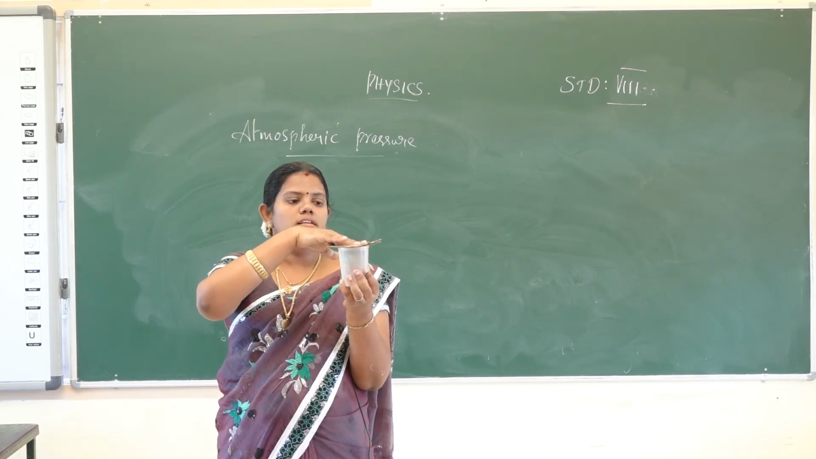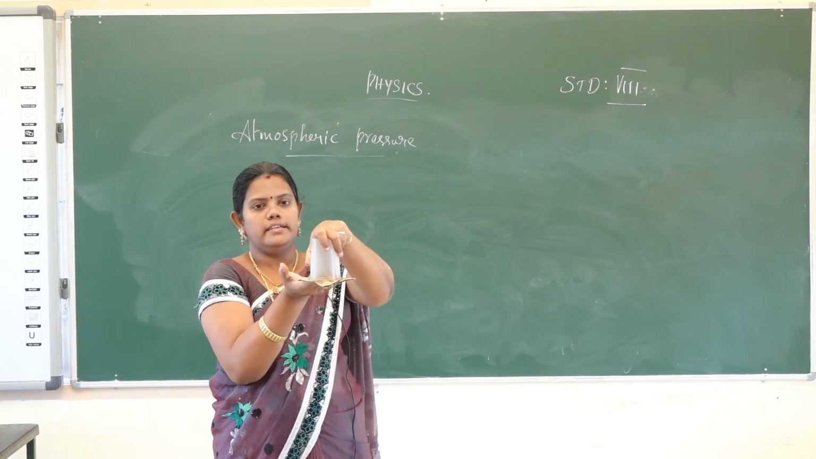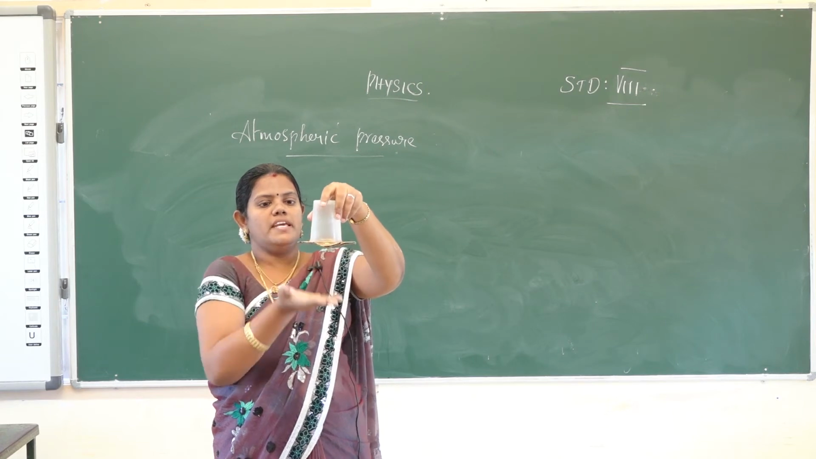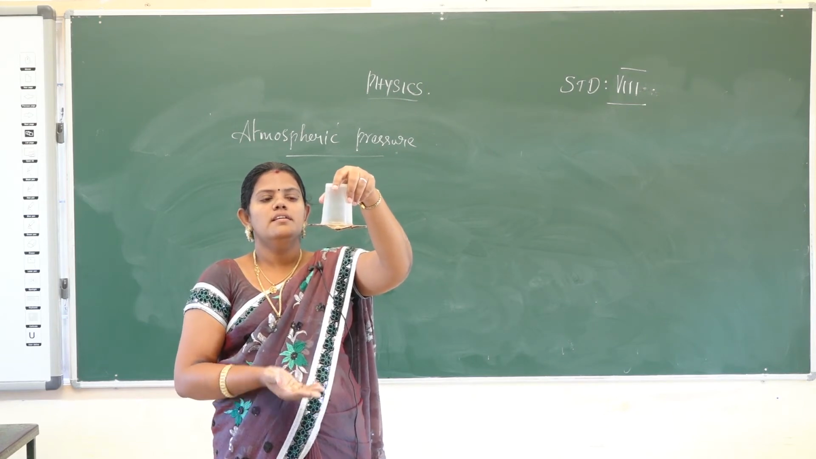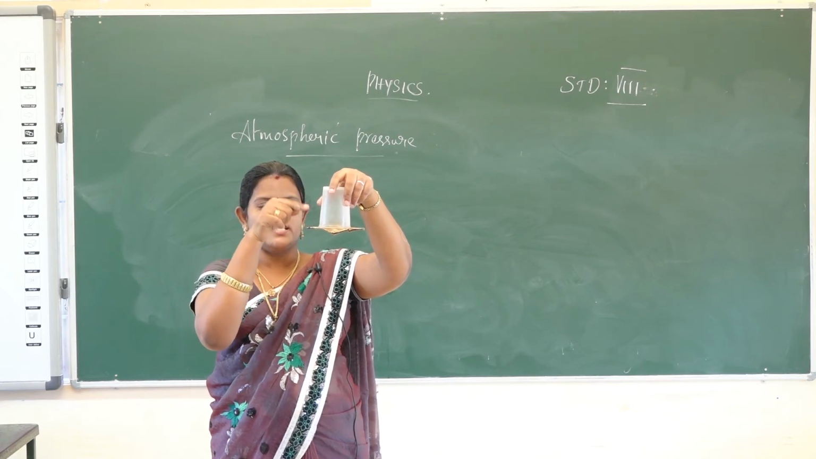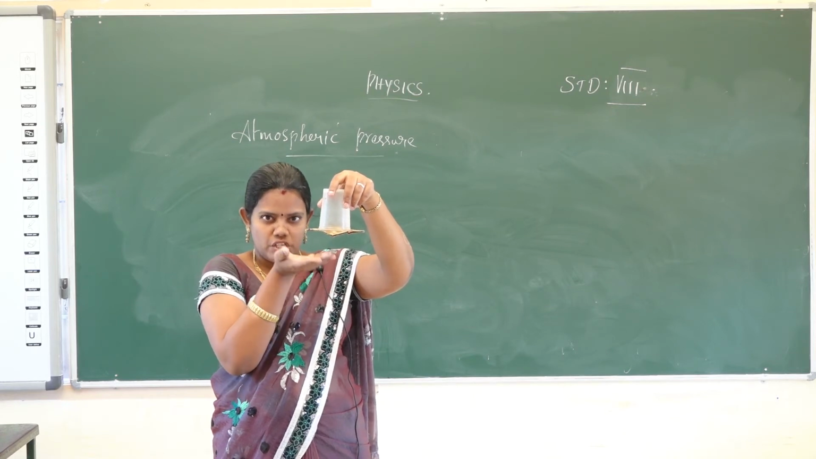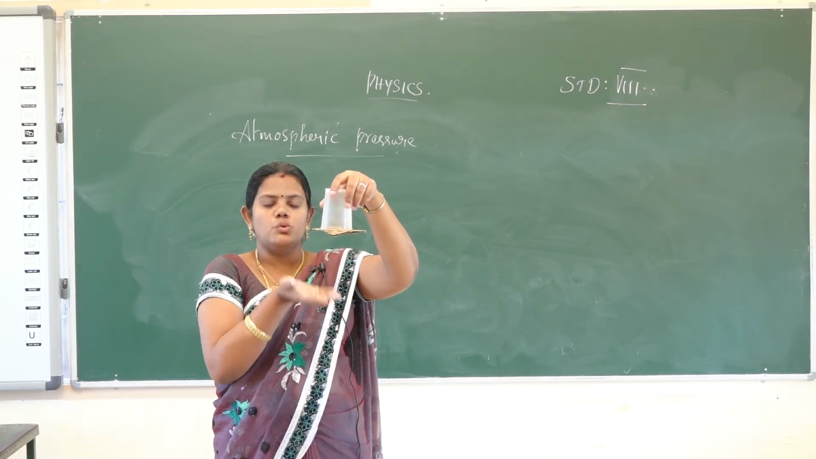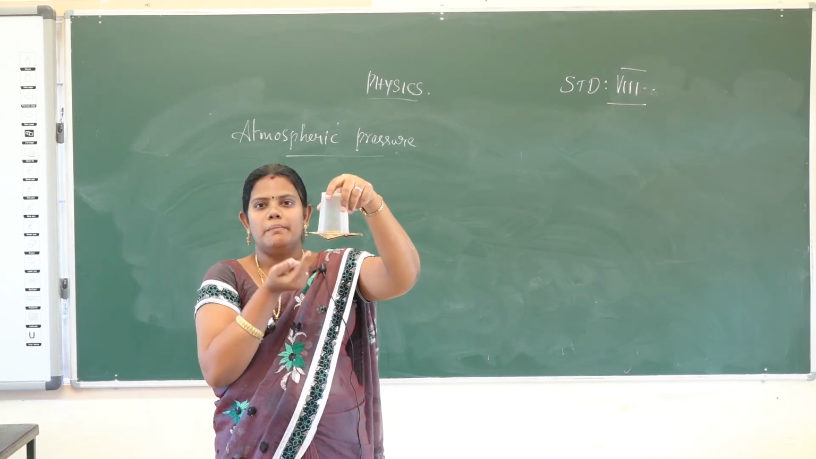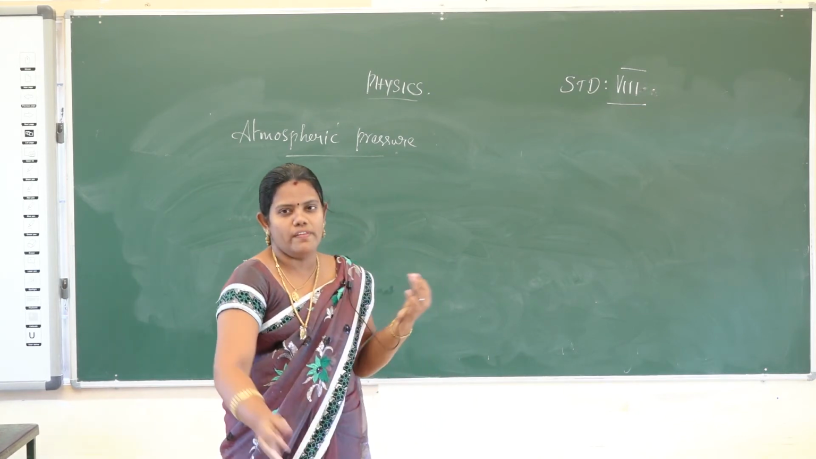Then you turn the tumbler upside down and remove your hand from the cardboard. It will easily stick to the top of the glass. How is it possible? The pressure inside the water is lower than the atmospheric pressure. So atmospheric pressure gives the force to the board, and it easily sticks to the mouth of the tumbler.